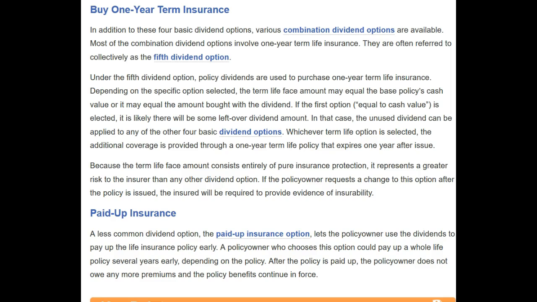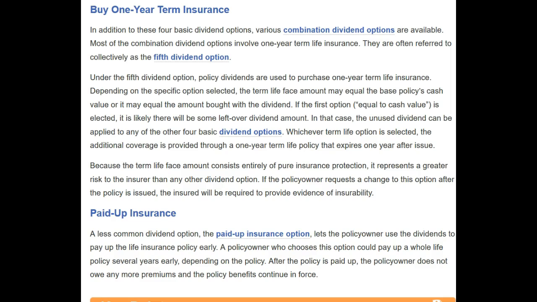Depending on the specific option selected, the term life face amount may equal the base policy's cash value, or it may equal the amount bought with the dividend. If the first option, equal to cash value, is elected, it is likely there will be some leftover dividend amount. In that case, the unused dividend can be applied to any of the other 4 basic dividend options.